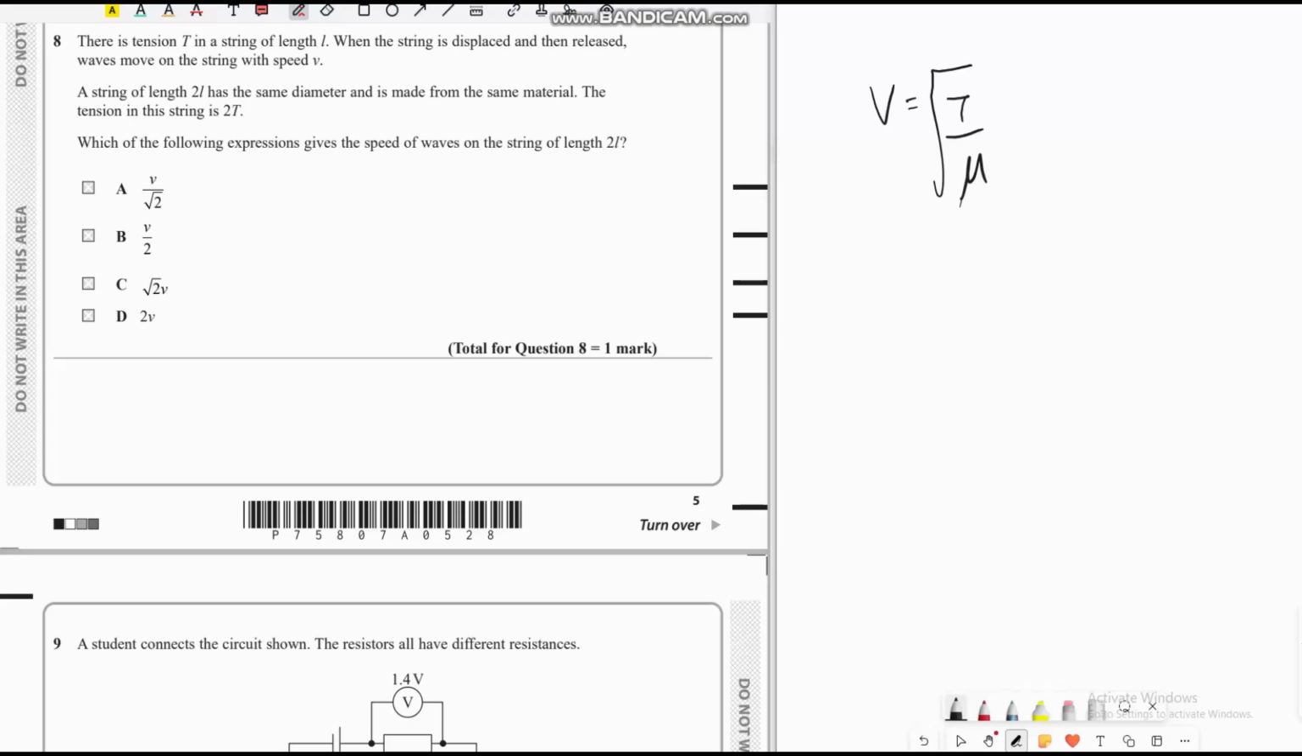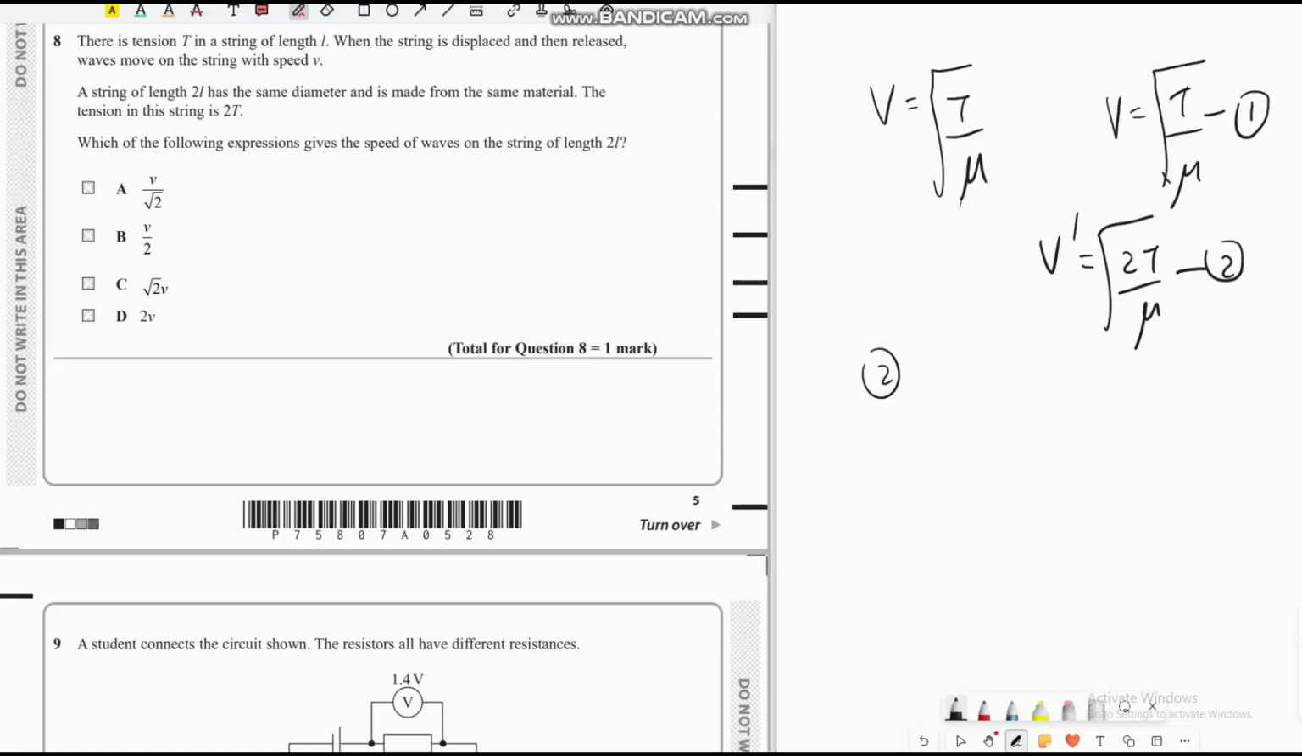Substituting into the two scenarios, initially we'll assume the speed is v, as they say in the question. The tension provided is T and the mass per unit length is mu. I'll label that as equation number 1. In the second instance, the tension is 2T, as they say. The mass per unit length is the same because they say it's the same material. I'll label this as equation number 2.